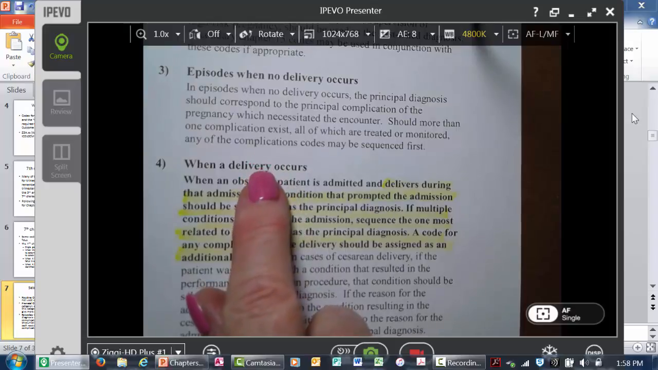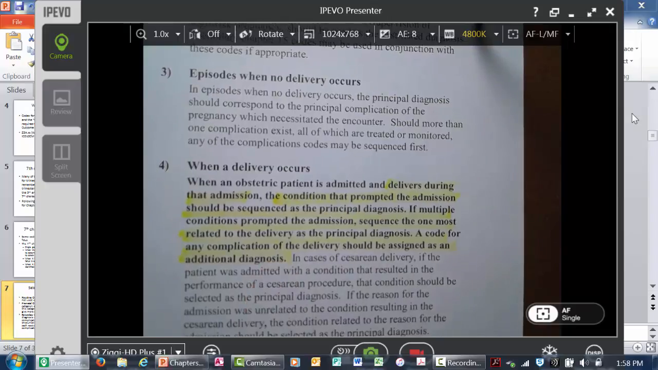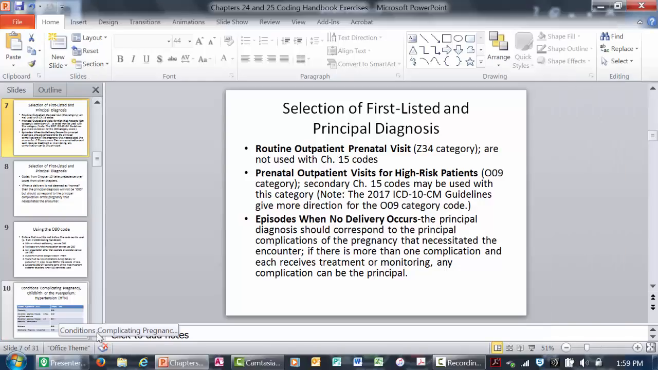Again, this guideline exists, but what the 2017 publication has done is expanded the guideline to give it a little more explanation. There are also episodes when no delivery occurs, and when that happens, your principal diagnosis is going to correspond to whatever complication necessitated the patient being in the hospital or being seen as an outpatient in an ER or whatever.